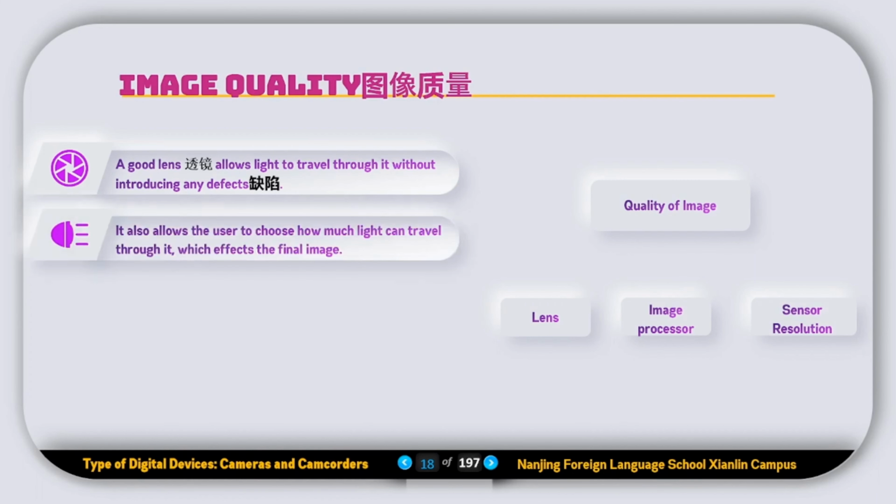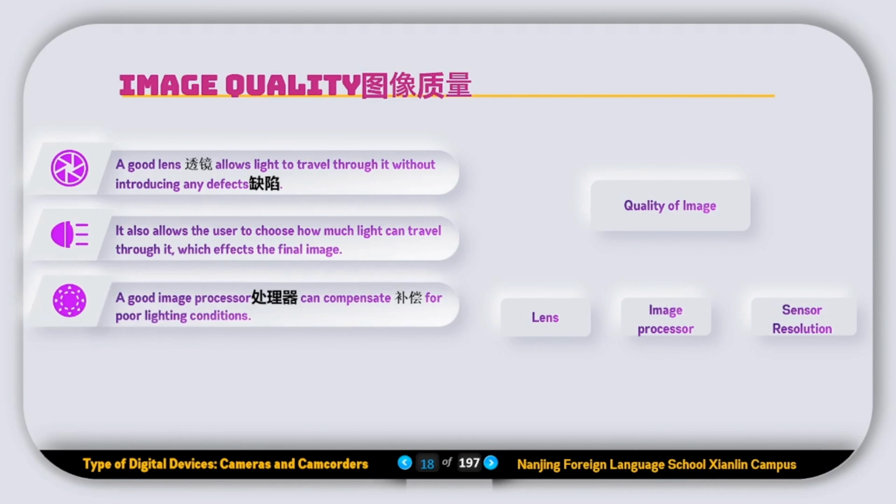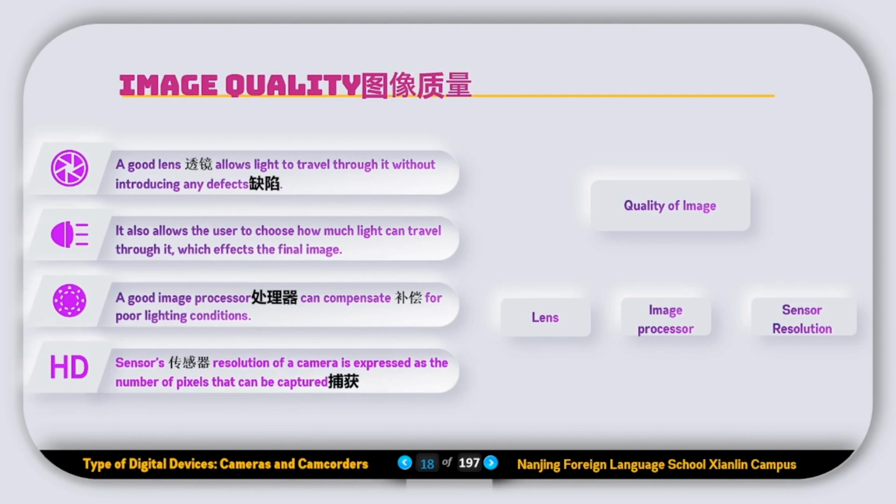It allows the user to choose how much light can travel through it, which affects the final image. And a good image processor can compensate for poor lighting conditions. Sensor resolution of a camera is expressed as the number of pixels that can be captured.